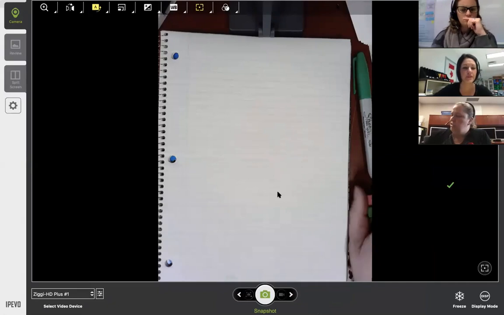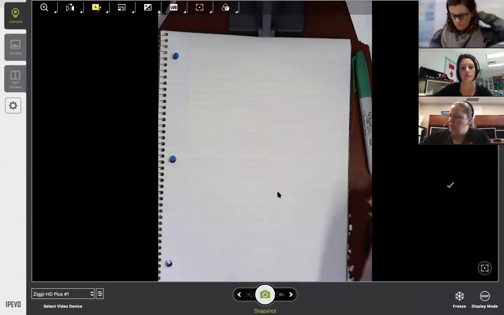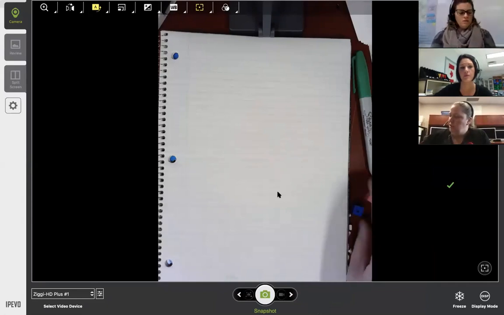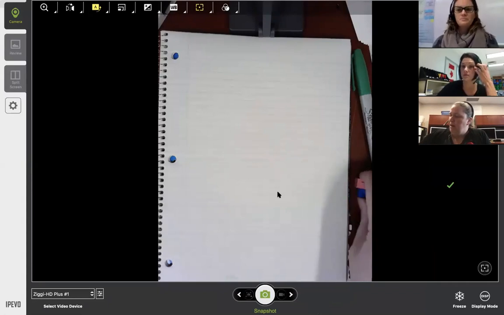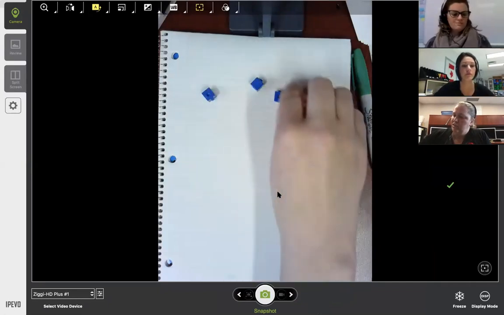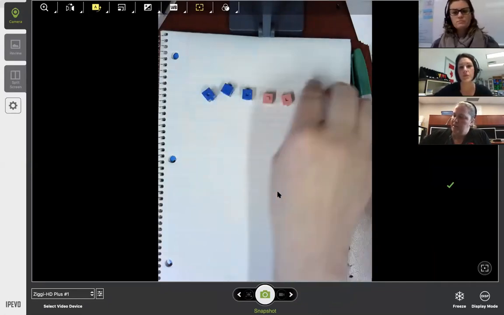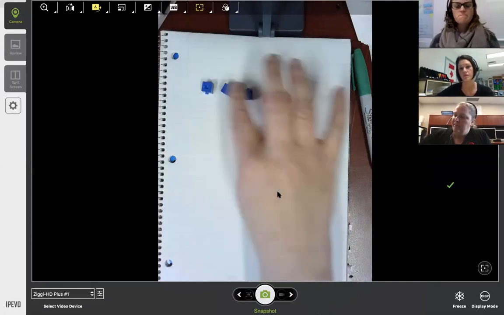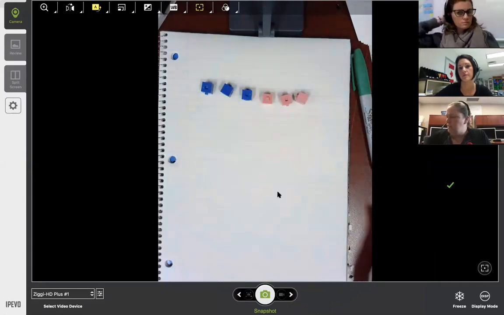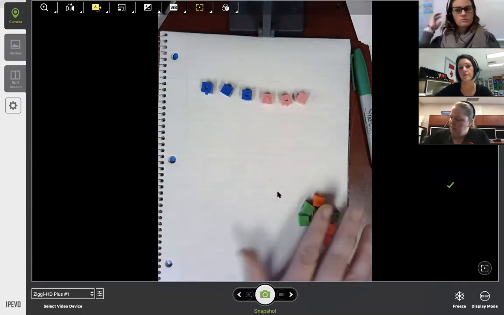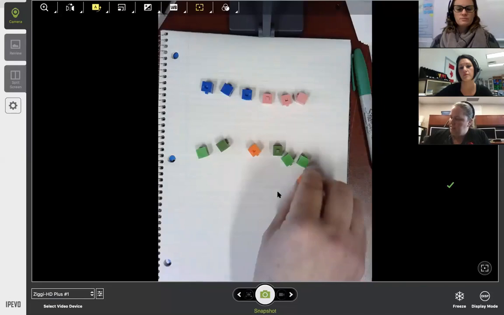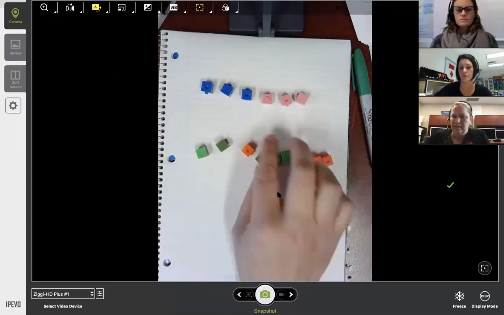So when a student is using direct modeling, I'm going to use cubes, but they don't have to. They can sometimes use their fingers depending on the numbers, but they will count out the first set and put it out if they're using cubes. So here we go. Here's our 6. So 1, 2, 3, 4, 5, 6, and then they'll count out the second set. 1, 2, 3, 4, 5, 6, 7, 8. So there's our second set.